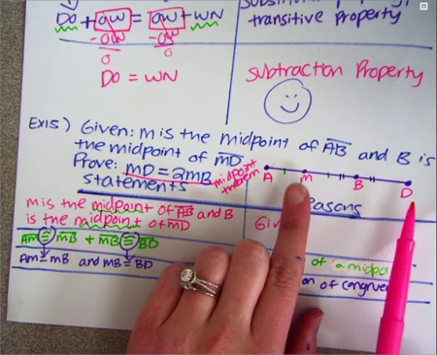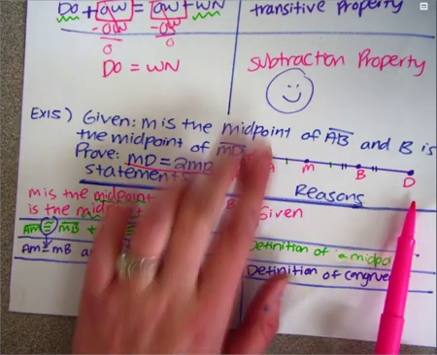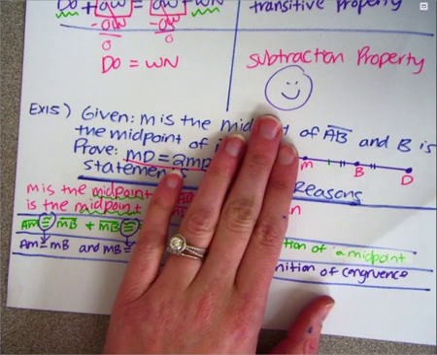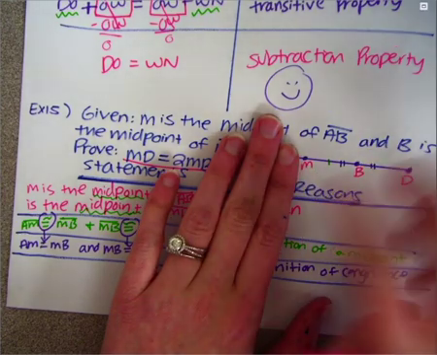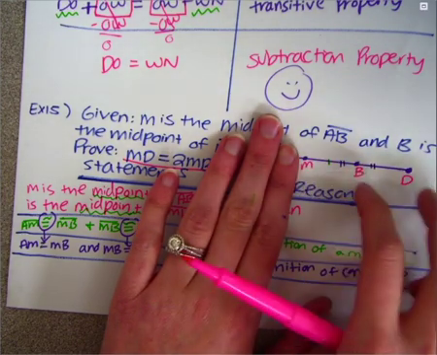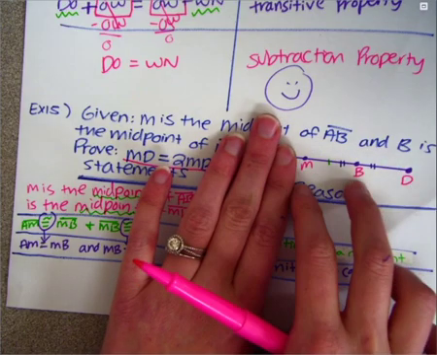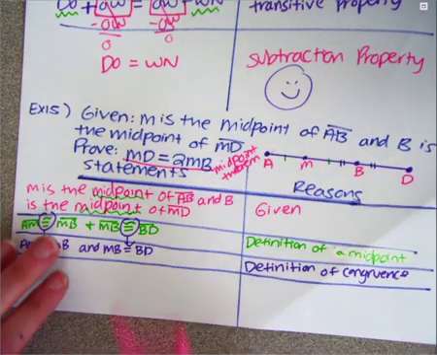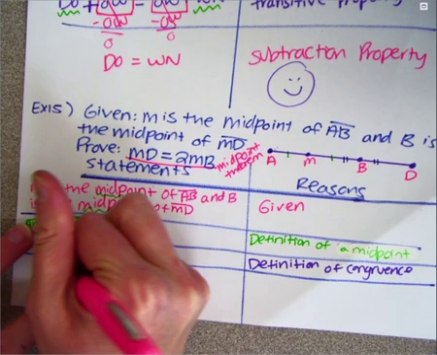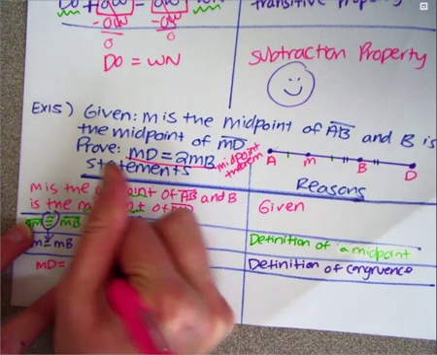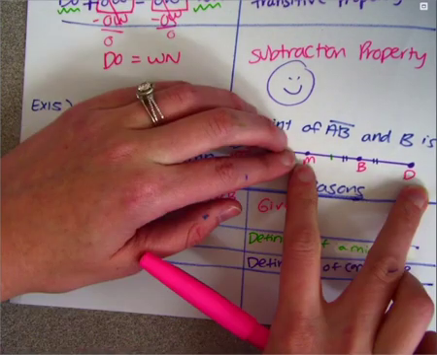So which segments lie within segment MD? Which segments make up segment MD? That is correct. They are segments MB and BD. So I know that MD will equal the lengths of MB and BD added together. So I'm going to say MD equals the lengths of MB plus BD. If I add these two together, they equal the length of the entire segment.